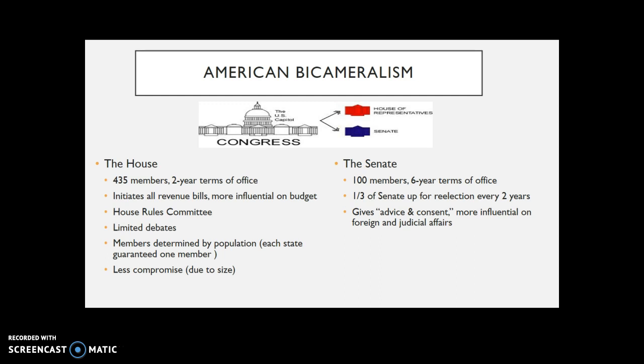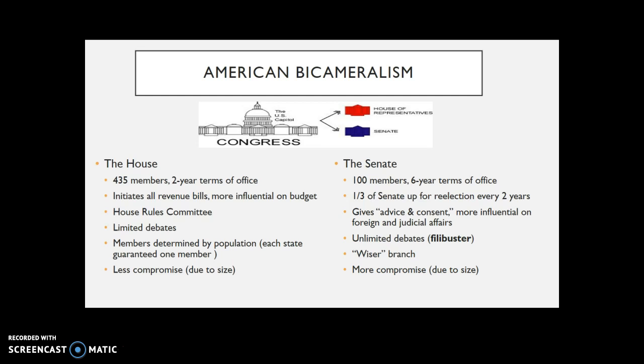It is supposed to give advice and consent, and we see this certainly on foreign affairs as well as judicial affairs. So if you've ever seen a justice getting grilled by senators, that is where they are trying to vet that judicial candidate and ultimately determine whether or not he or she is going to get confirmed. Unlike the House, the Senate actually has unlimited debate, and that, of course, is known as a filibuster. And again, as I mentioned before, it is supposed to be the wiser, more sophisticated branch, at least by design.